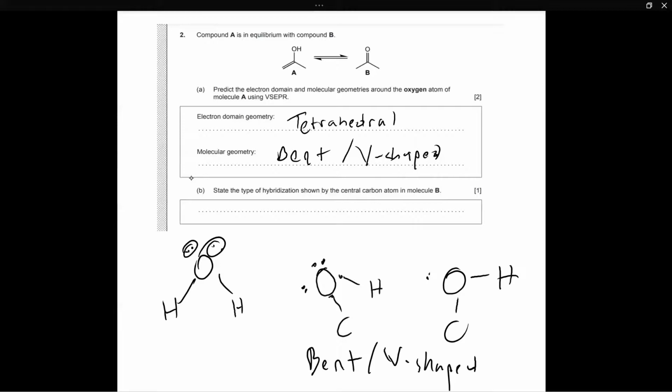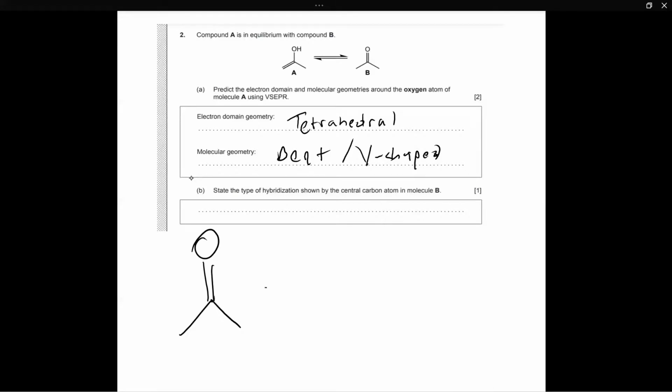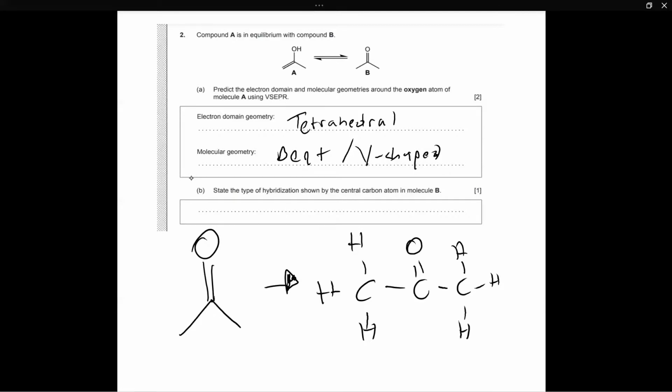Now, the next part, B. State the type of hybridization shown by the central carbon atom in molecule B. In order to do this, you first have to draw out the proper structure, not the skeletal structure. You have to expand the structure now. So in terms of skeletal structure, molecule B looks like this. Now if you expand this and draw the carbons and the hydrogens and everything that's there, it would look something like this. So now the central carbon atom is this carbon right over here.